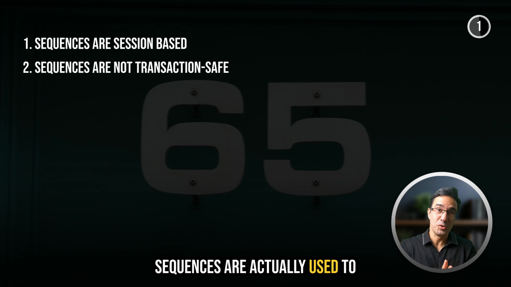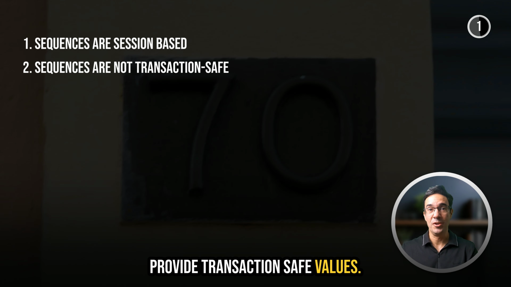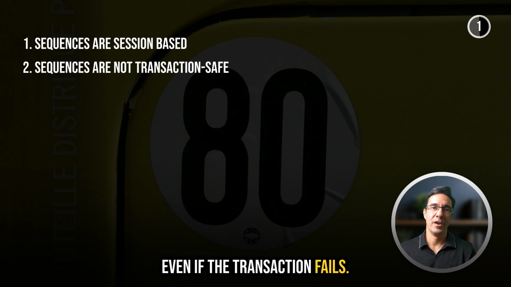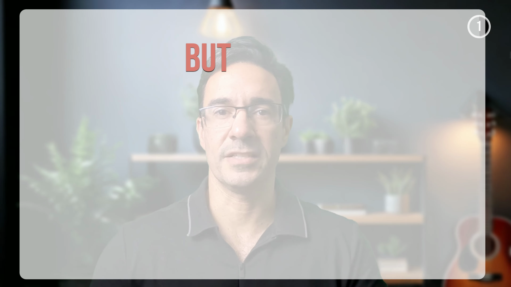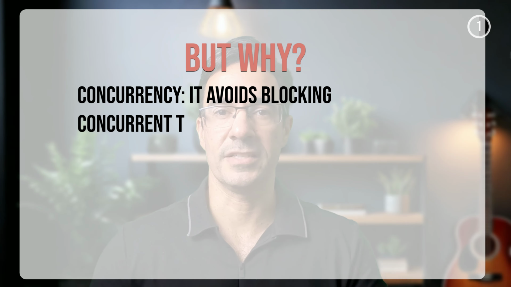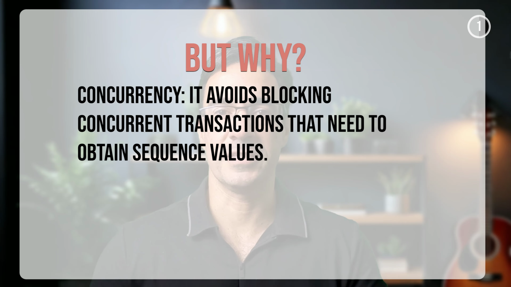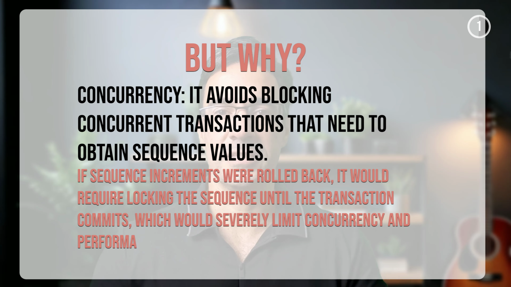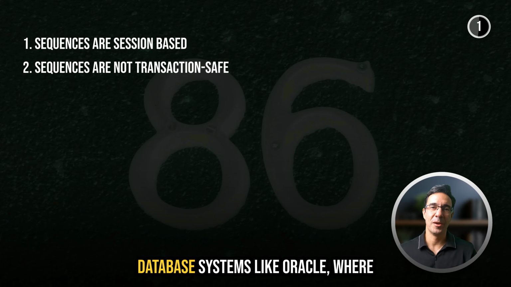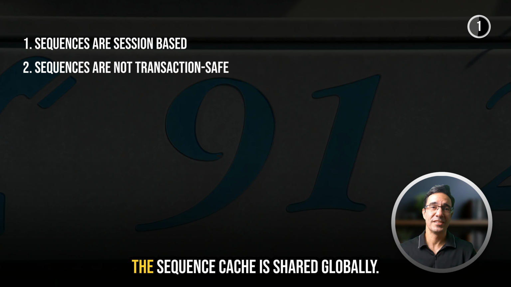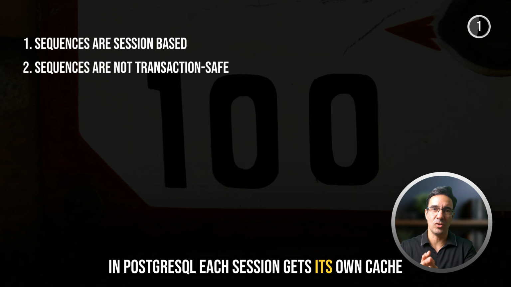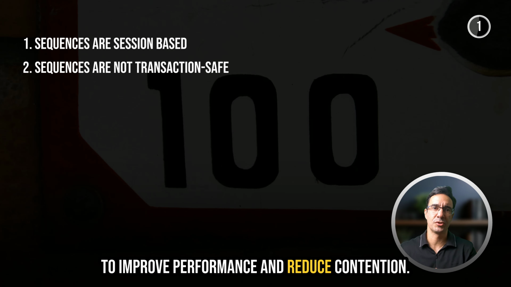Sequences are actually used to provide transaction safe values. Therefore, they are never rolled back, even if a transaction fails. This behavior is different from some other database systems like Oracle, where the sequence cache is shared globally. In PostgreSQL, each session gets its own cache to improve performance and reduce contention.